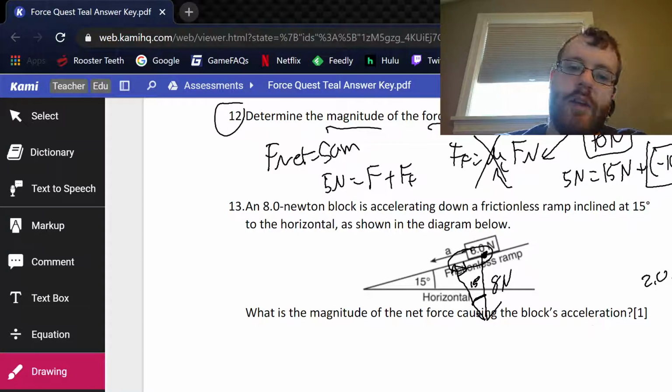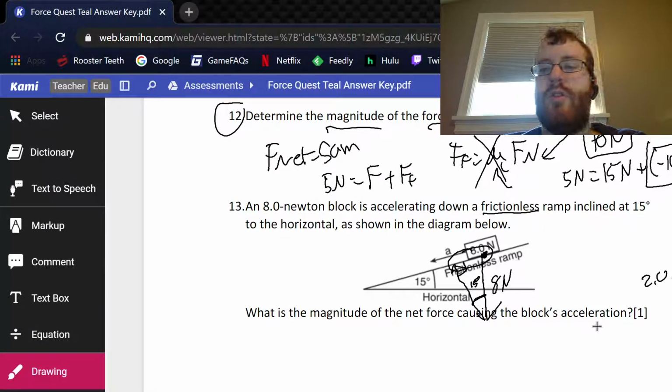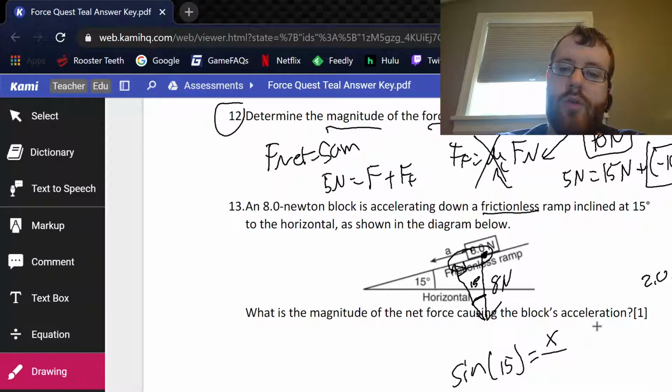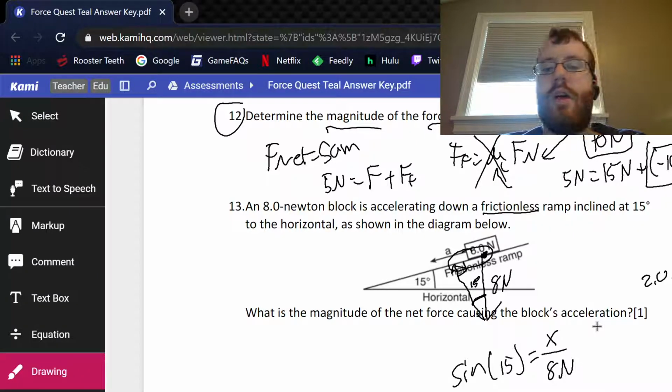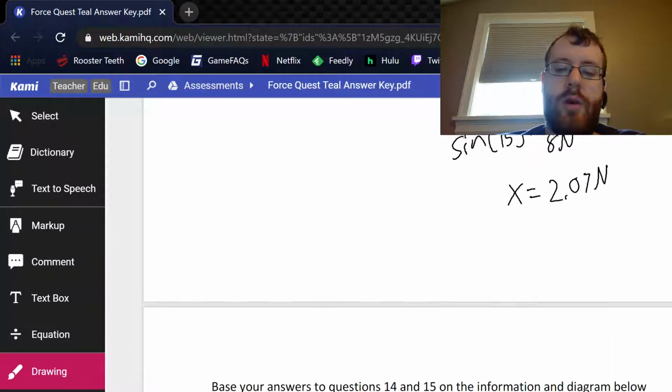This side over here is equal to the normal force, and they cancel each other out. So it's this side at the top, if we're frictionless, which we are, that is equal to the force that's causing our acceleration. So this is going to be sine, because it's opposite of 15, is equal to what we're looking for over our 8 newtons. And if we do the math for this out, we get 2.07 newtons. And we should see that's much smaller than 8 because it's sine of 15, which is a fairly small number.